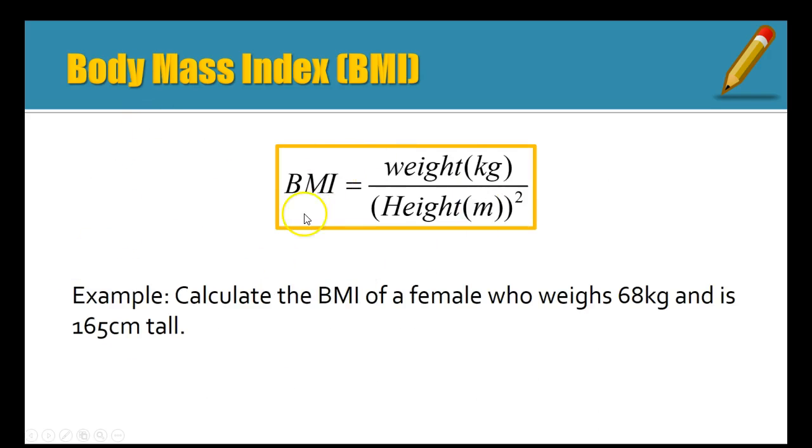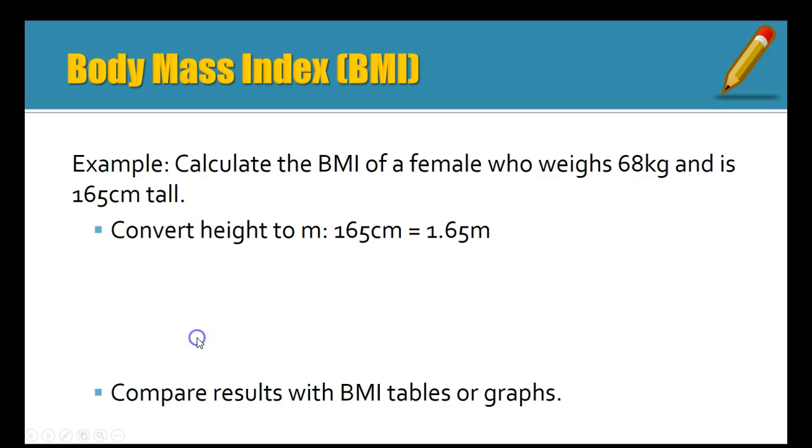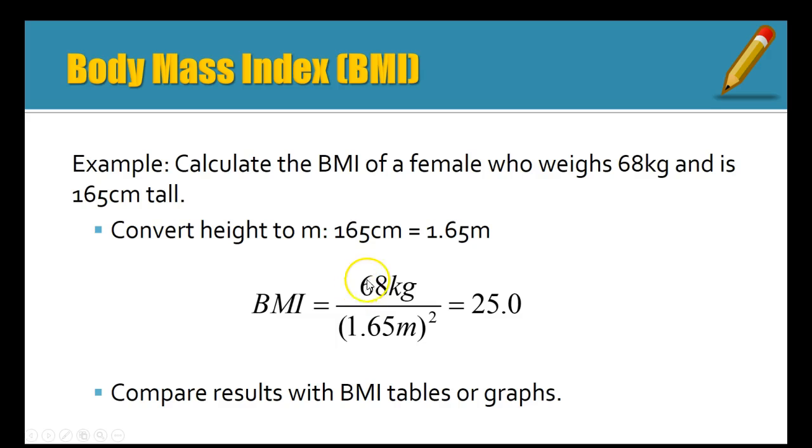So here's a calculation. It's weight in kilograms divided by height squared in meters. So if we were to calculate the BMI of a female that weighs 68 kilos and is 165 centimeters tall, we need to then convert the height into meters. So 165 centimeters equals 1.65 meters. And we would then have the weight divided by the meters squared, which gives us a BMI of 25.